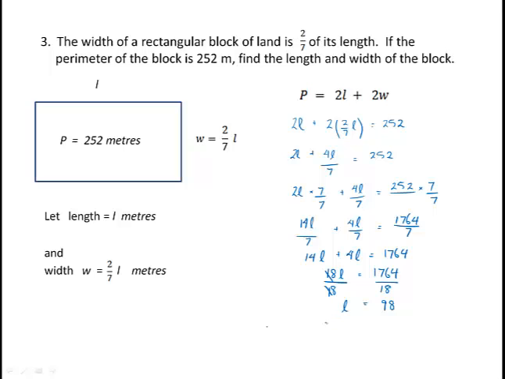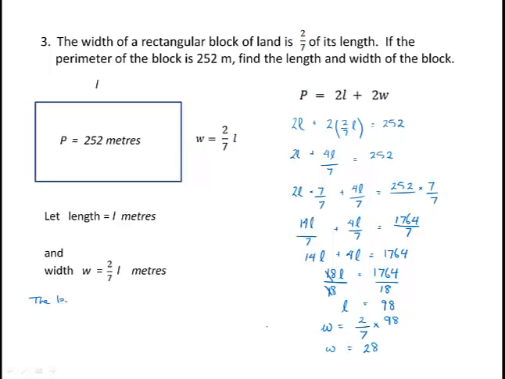To find the value for W, or the width, we substitute 98 into our equation. W is 2/7 of the length, or 2/7 times 98. We find that W is equal to 28. To check this, we would times 98 by 2, add 2 lots of 28, and this comes to 252, which is our perimeter. So the last step is to write a sentence answer explaining what L and W are.